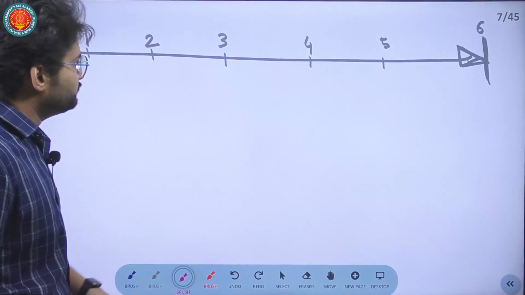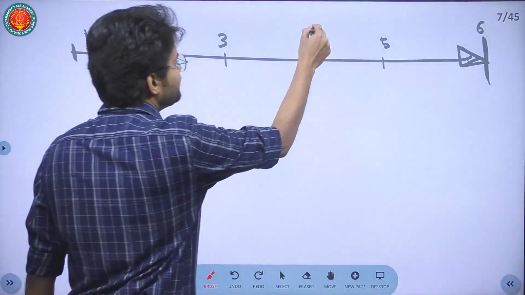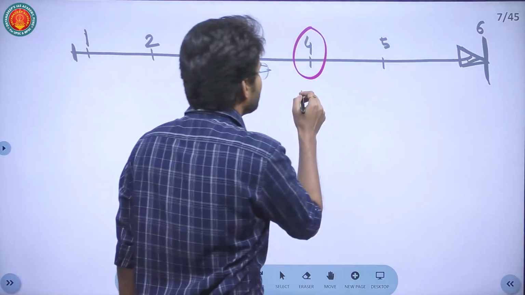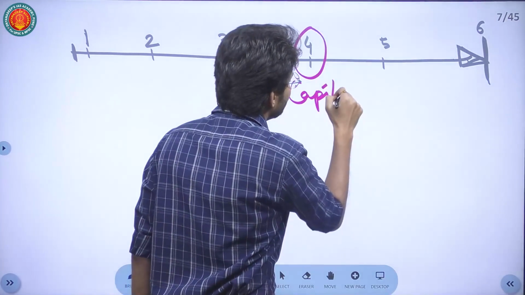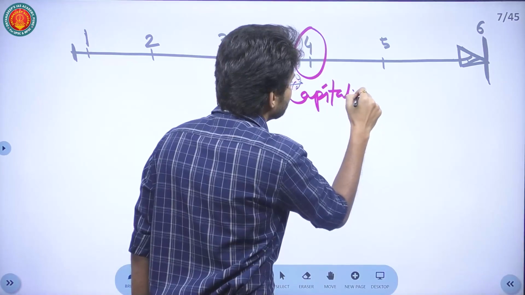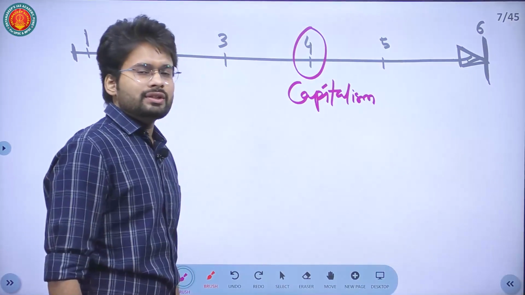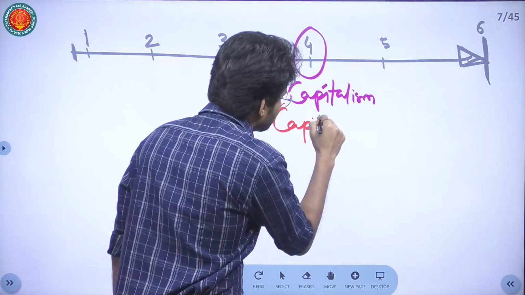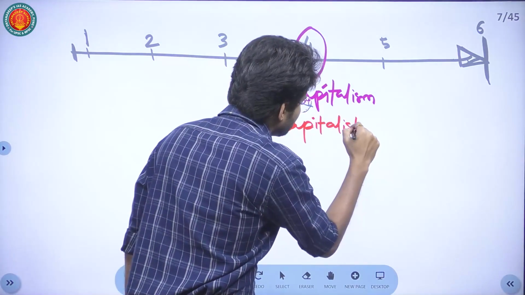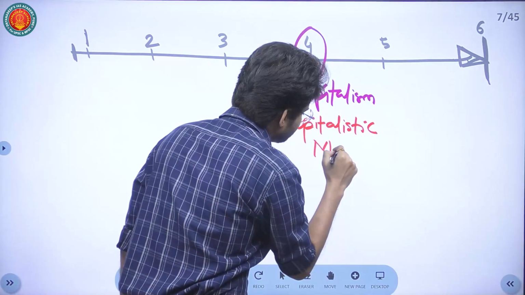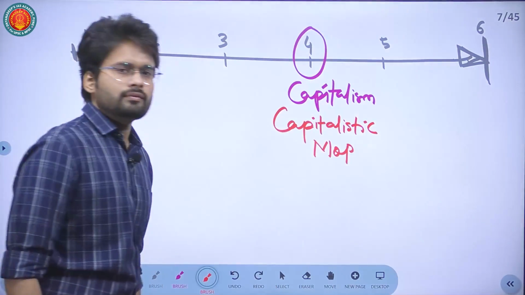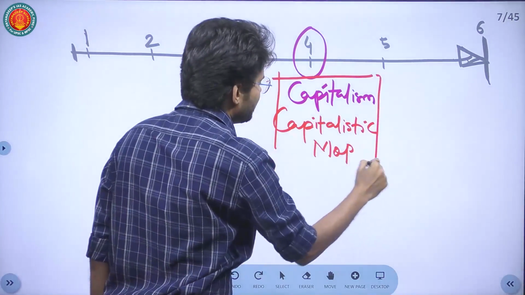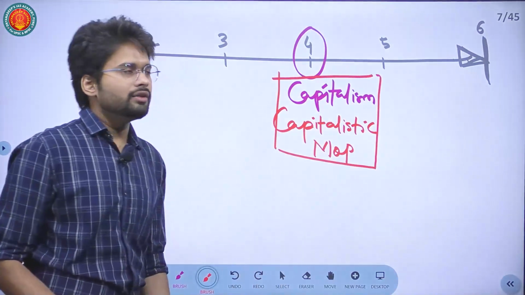Currently, we are at this stage that is called capitalism. Technically, in Marx's words, it is called the capitalistic mode of production. Are you getting me? It is technically the capitalistic mode of production. Currently, we are here.